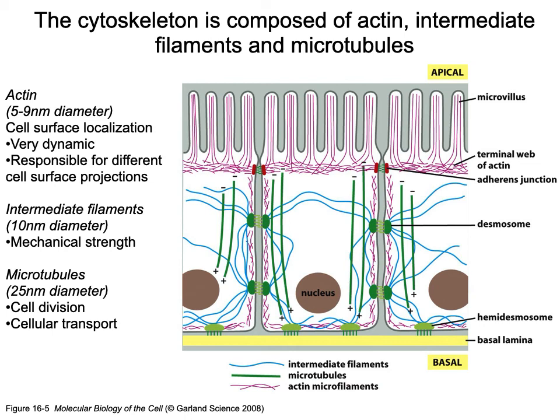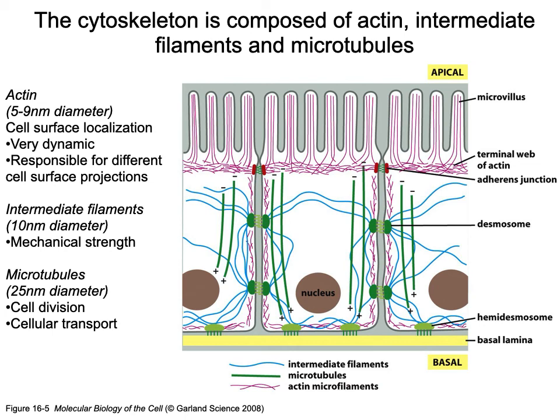Actin filaments are the smallest filaments, between 5 and 9 nanometers in diameter. Besides microvilli, we would also see actin responsible for projections like pseudopodium that we would see in amoeba.